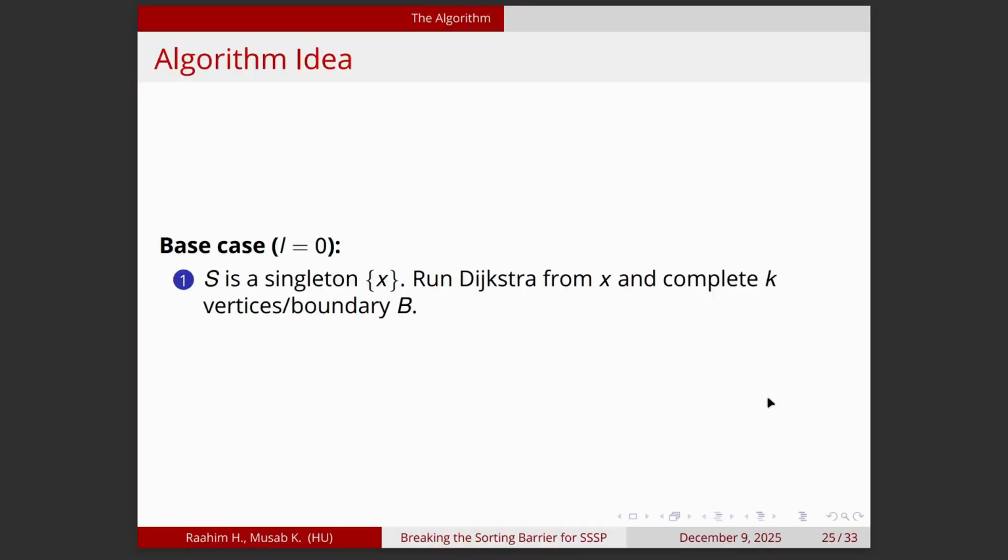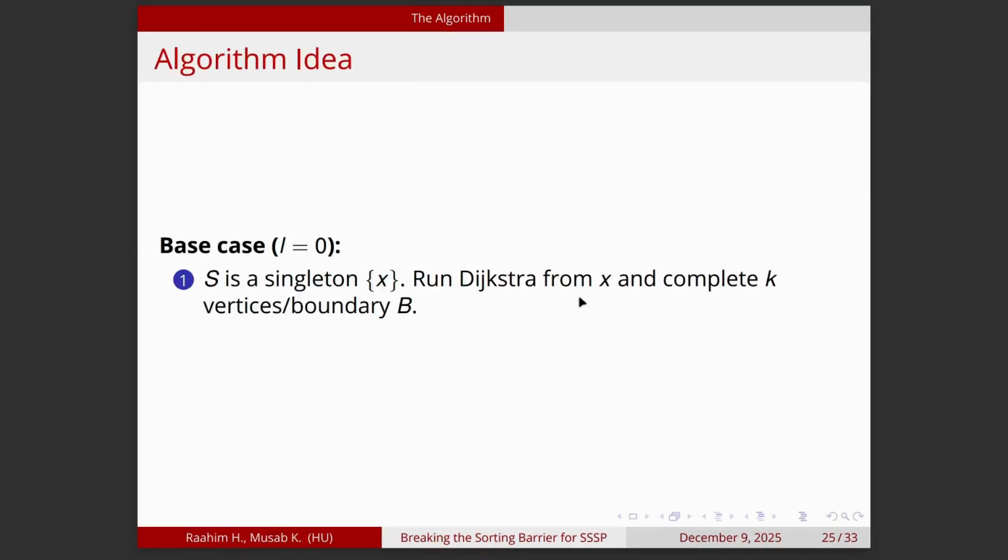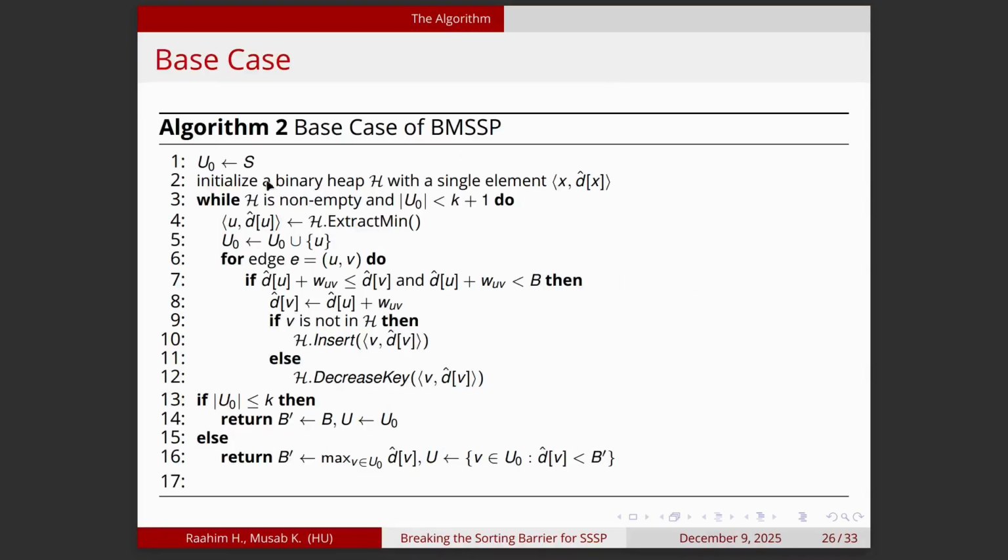Now, the base case of this algorithm, where L equals 0, then S is going to be a singleton by the 2 to the LT property. And we can just run Dijkstra from X and complete K vertices, or just complete the boundary itself. And if we go to the pseudocode here, we see what's happening. You take the source as your U0, and then you store it in a heap, and then you just extract the minimum element from the heap and relax it outwards and add and remove from the heap, very similar to how you would do with Dijkstra.